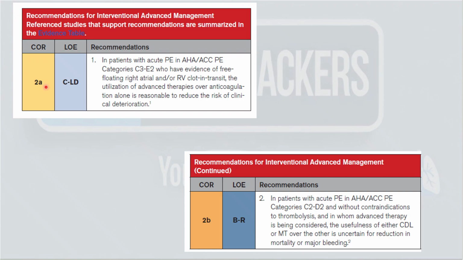So these are the categories of recommendation and level of evidence. It says that in patients with acute PE in category C3 to E2 who have evidence of free floating right atrial or RV clot in transit, you can use advanced therapy over anticoagulation alone in order to reduce the risk of clinical deterioration. Also, in patients C2 to D2 who have no contraindication for thrombolysis, advanced therapy can be considered, either catheter directed thrombolysis or mechanical thrombectomy.